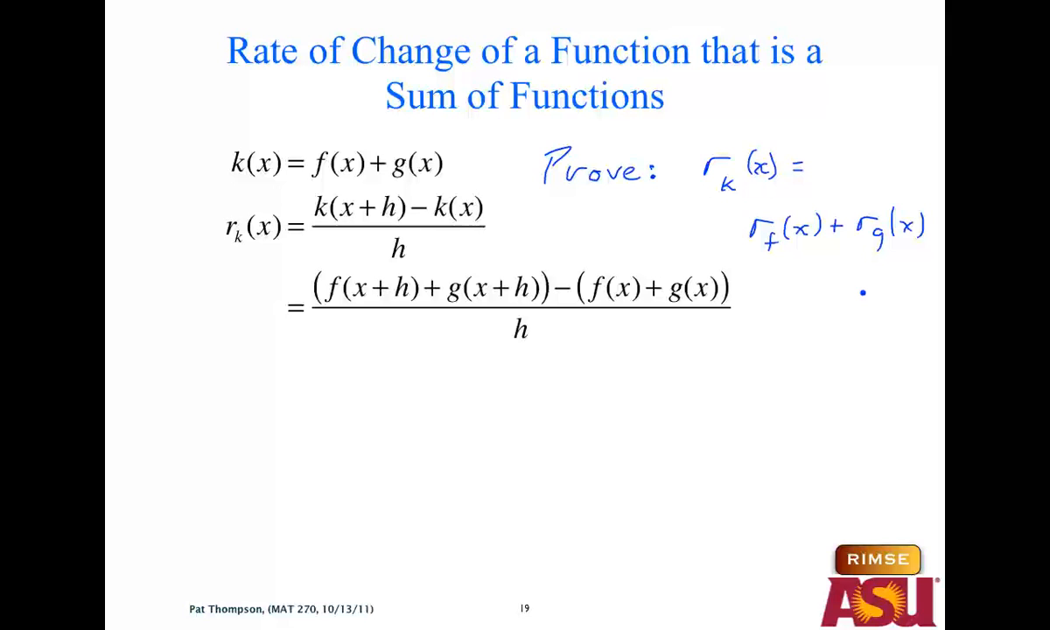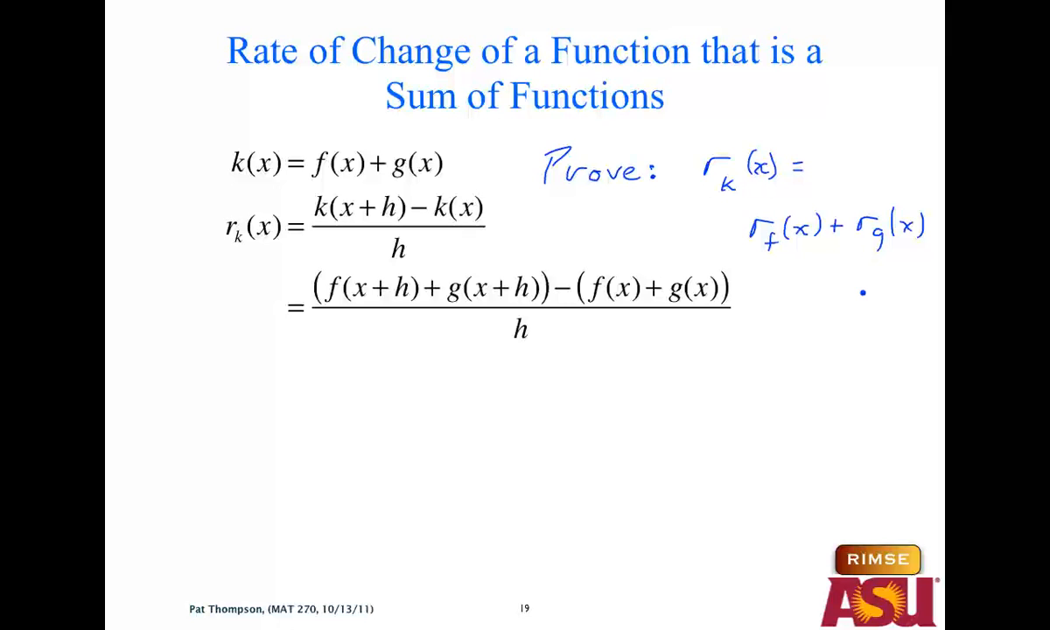Some of you were jumping to the conclusion too fast. You were jumping into the rate split up. But you've got to do it one thing at a time. That k of x plus h is the sum of f and g at x plus h, and k of x is our original function definition. Now we take a look at this and say, okay, how can I get the algebra going so I can end up here? What am I going to do?